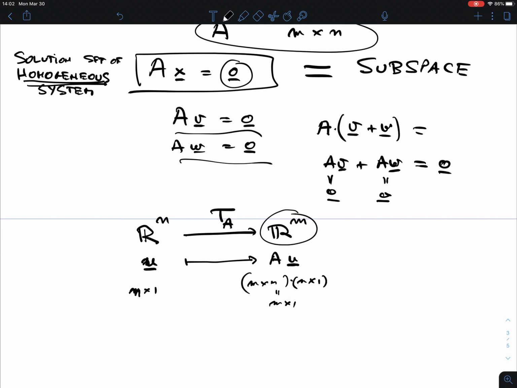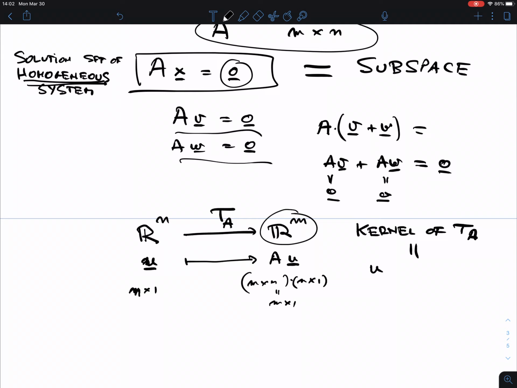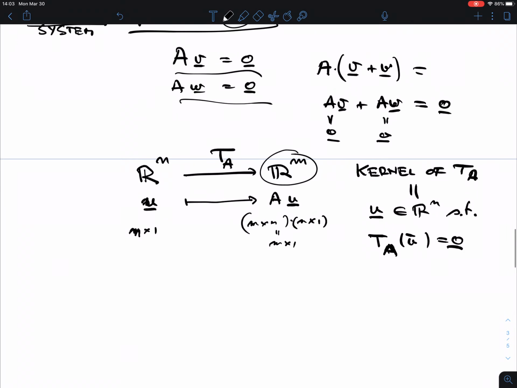Okay, and what we now call the kernel of a transformation is by definition all the vectors u in R^n such that the image of u is the 0 vector. So these are all the vectors that are mapped to the 0 vector. Okay, what does that mean? Let's see. How does this mapping go? Well, it's just by the matrix product.